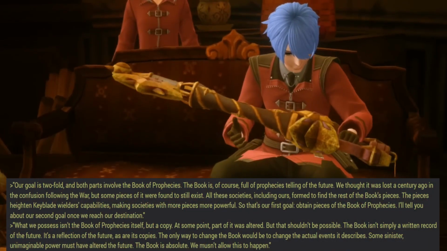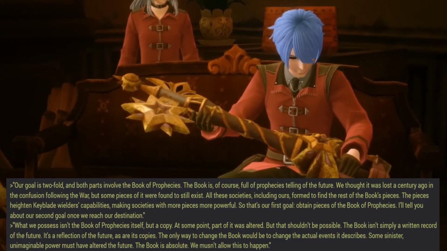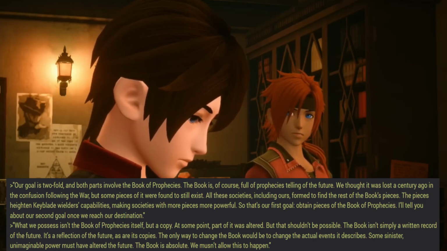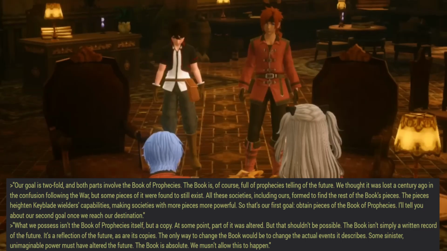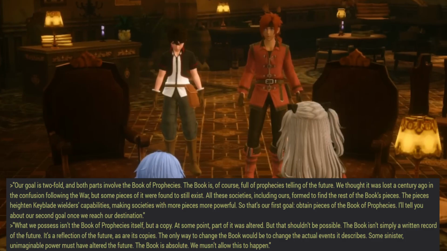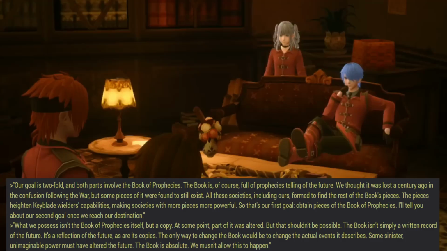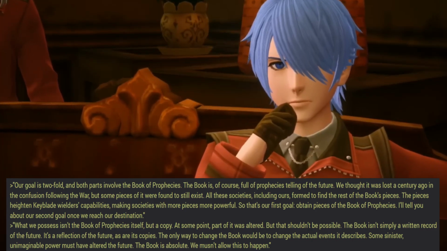Our goal is twofold, and both parts involve the Book of Prophecies. The book is, of course, full of prophecies telling of the future. We thought it was lost a century ago in the confusion following the war, but some pieces of it were found to still exist. All these societies, including ours, formed to find the rest of the book's pieces. The pieces heighten Keyblade wielders' capabilities, making societies with more pieces more powerful. So that's our first goal, obtain pieces of the Book of Prophecies. I'll tell you about our second goal once we reach our destination.